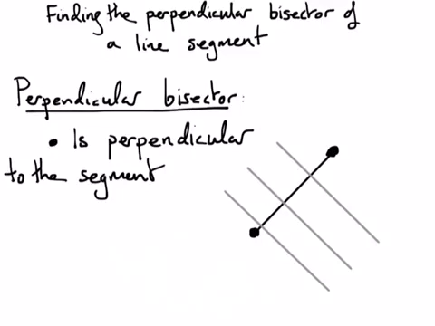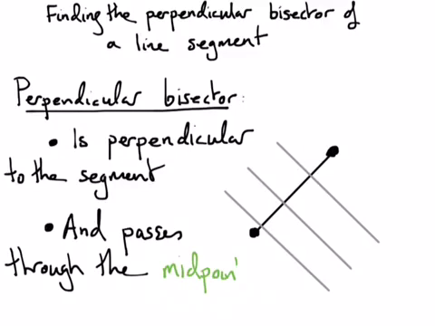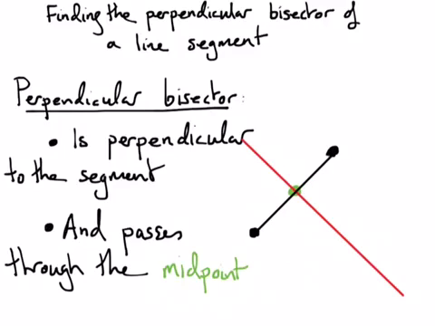So we need an extra condition for it to be unique, and that's that it must pass through the midpoint of the line segment. So a perpendicular bisector is a line that's perpendicular to the line segment and passes through the midpoint. Here we can see this red line is the contender that we're looking for. We know how to find midpoints because we've done that in class. In previous classes we've looked at how to find the equation of a straight line. So we should have everything we need in order to make progress here.